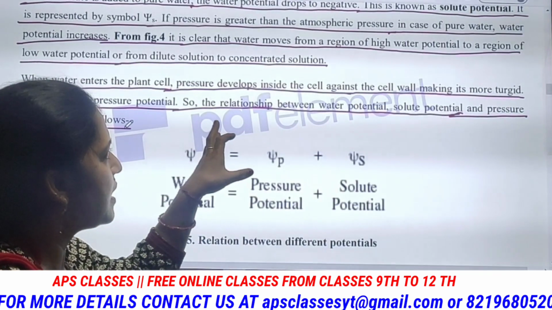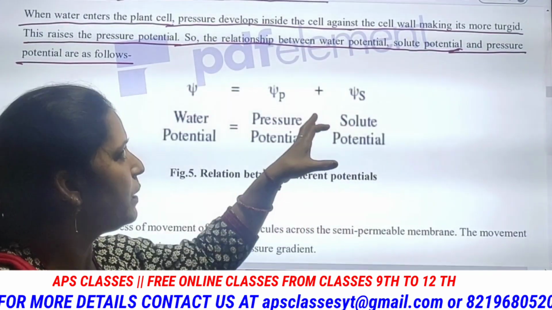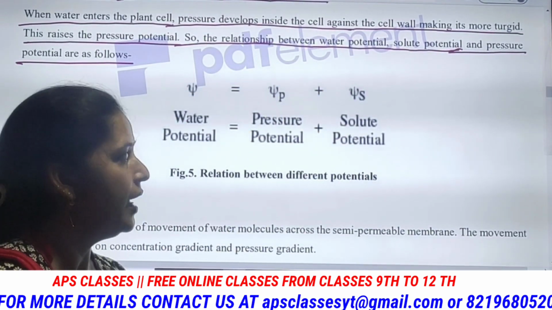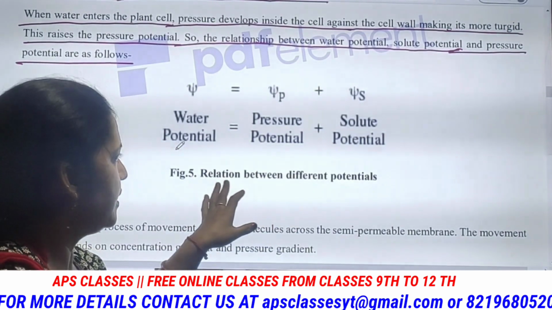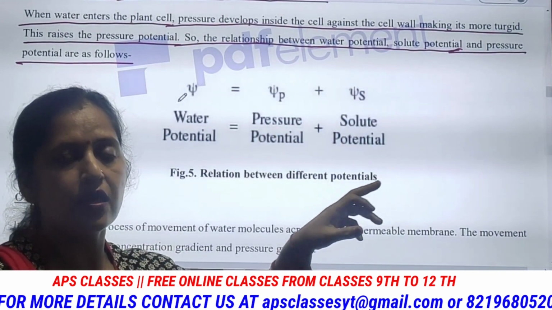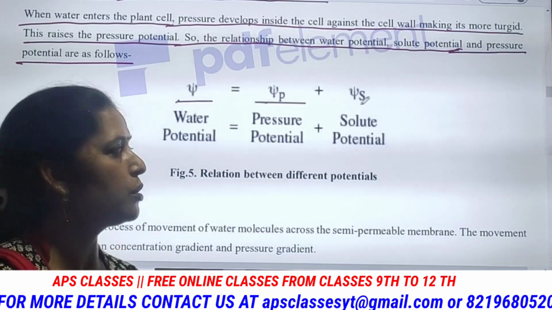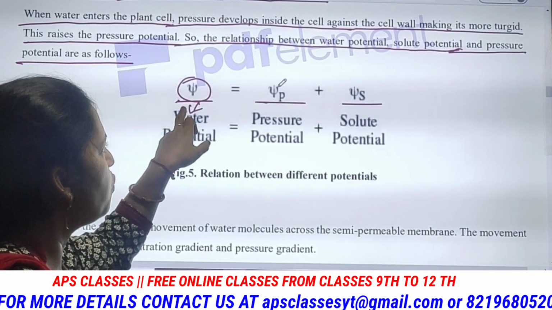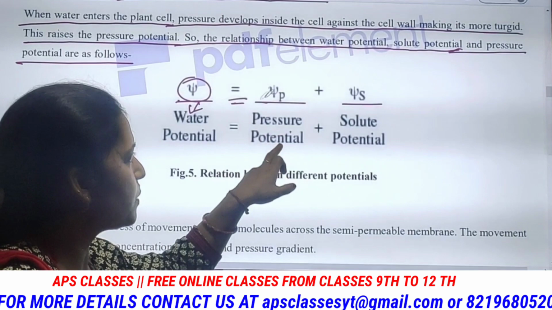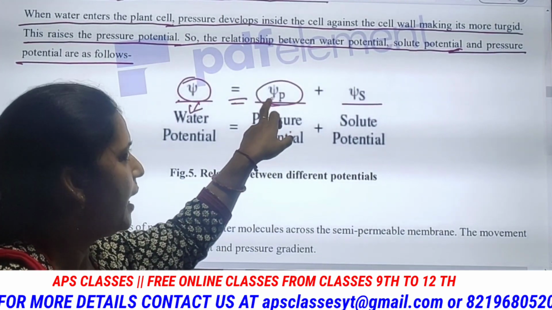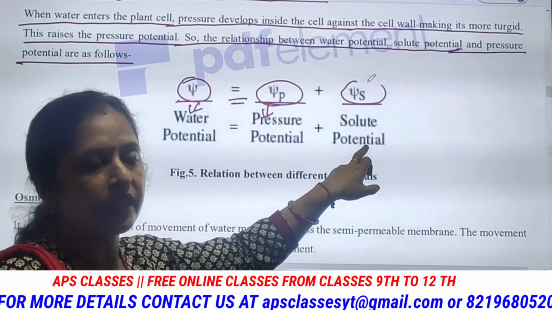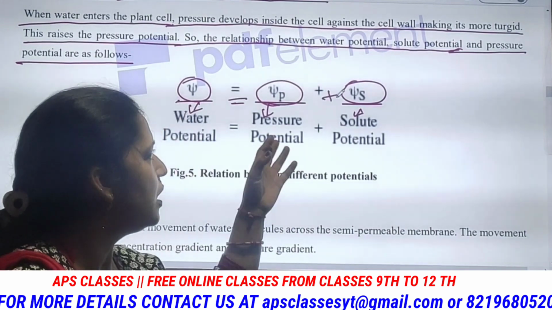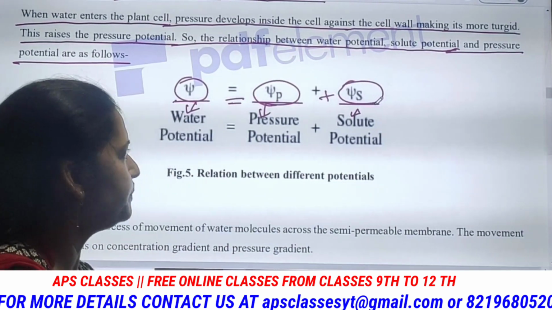Now we can see the relation that develops between water potential, solute potential and pressure potential. That is shown with the help of this diagram. This is the relation between the different potentials, that is the water potential, solute potential and pressure potential. This is the side that represents water potential. So water potential is equal to the pressure potential, represented by psi p, plus solute potential, represented by psi s. Water potential is always equal to the pressure potential plus solute potential.